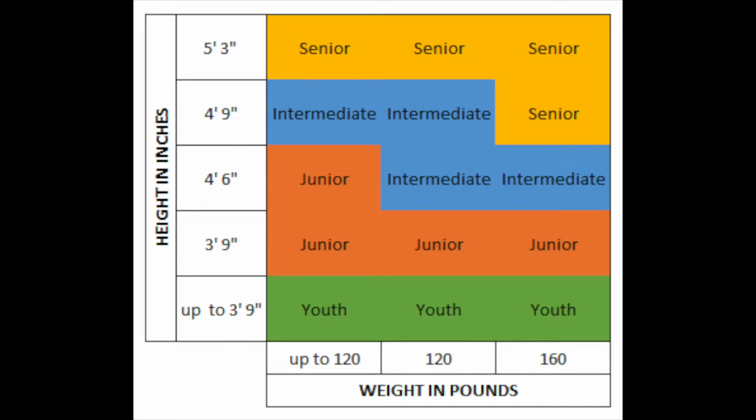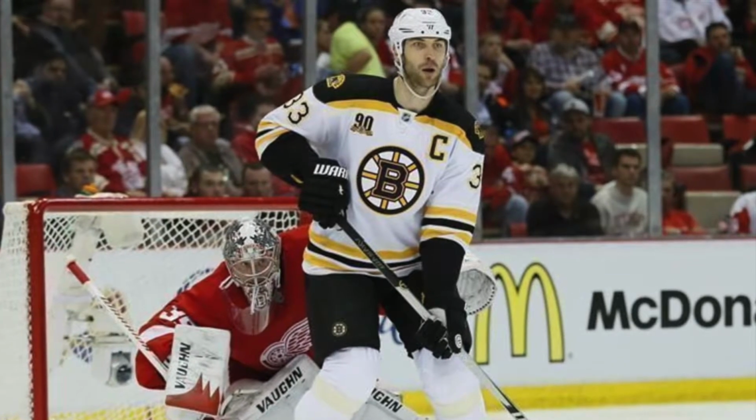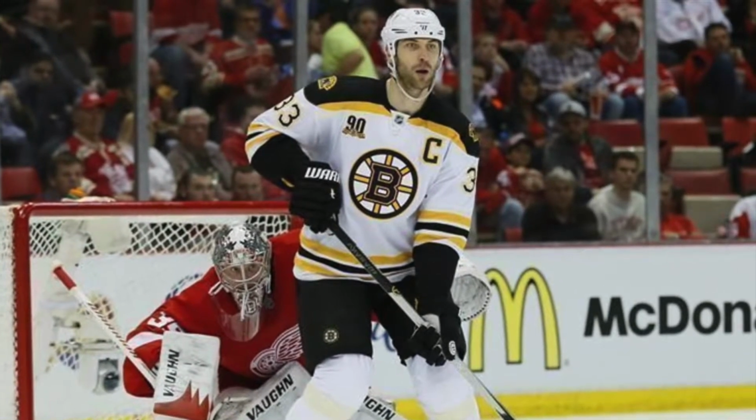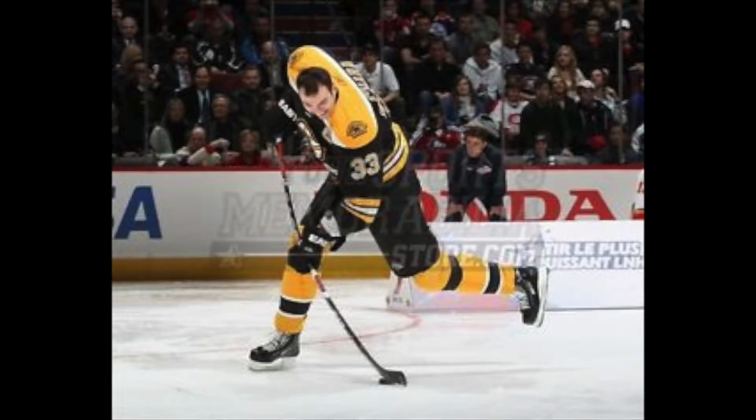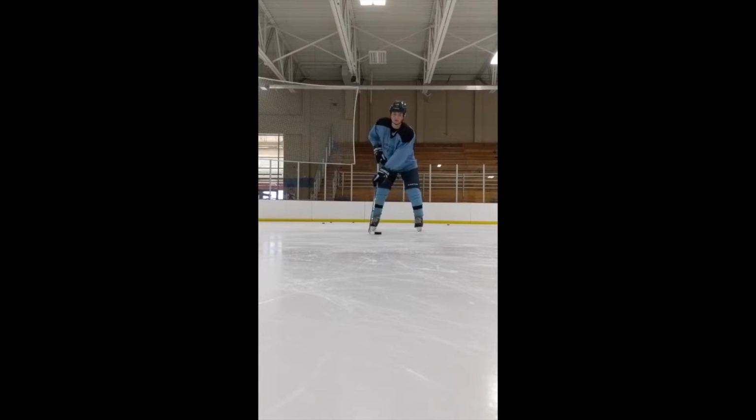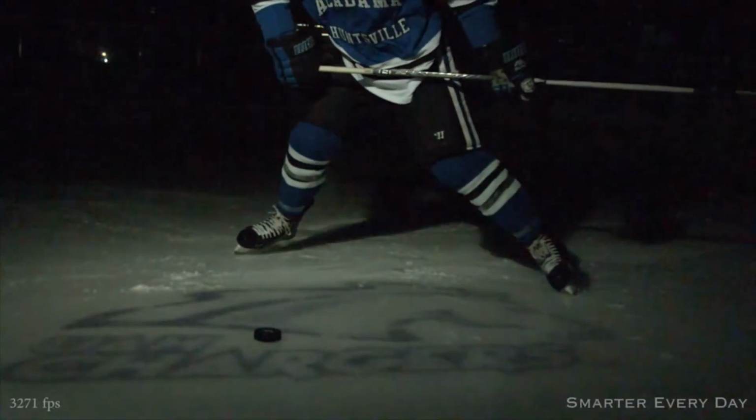Zdeno Chara, a 6'8" defenseman, has a 65-inch stick, the longest stick allowed in the NHL, with a flex rating of 130. He broke the world record in 2012 with a 108.8 mile/hour slap shot, 48.64 meters per second, in the name of physics. In hockey, there are 3 main types of shots you can take: a wrist shot, a snapshot, and a slap shot, with a slap shot being the hardest of the 3 and a wrist shot being the slowest.